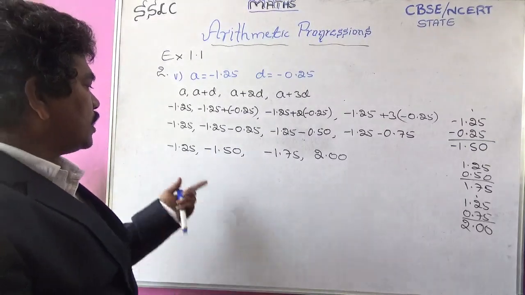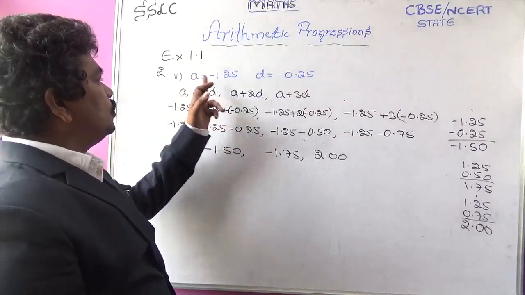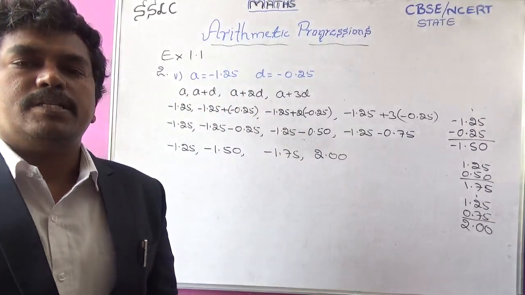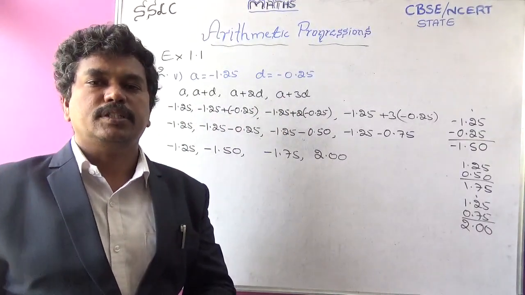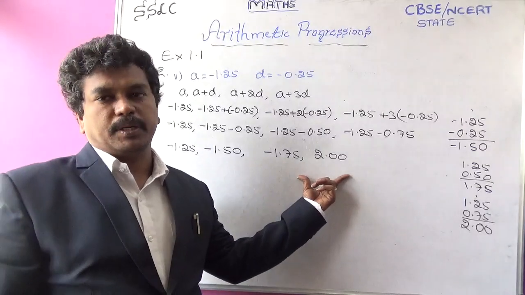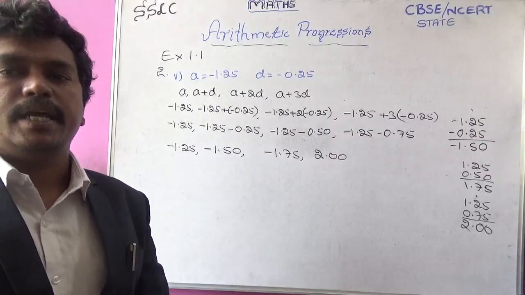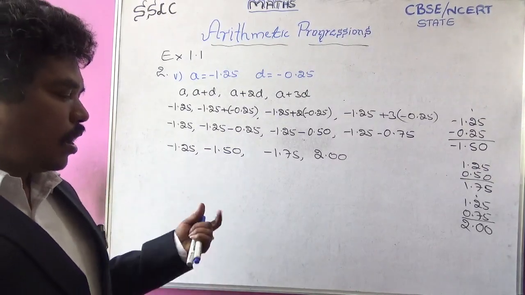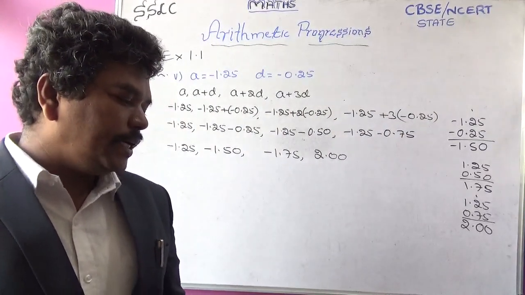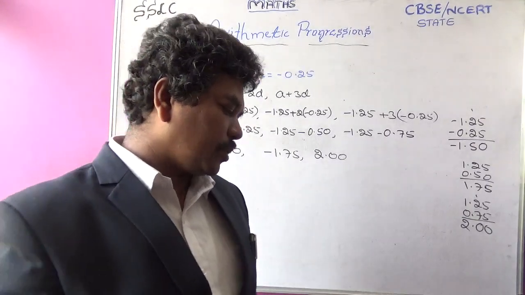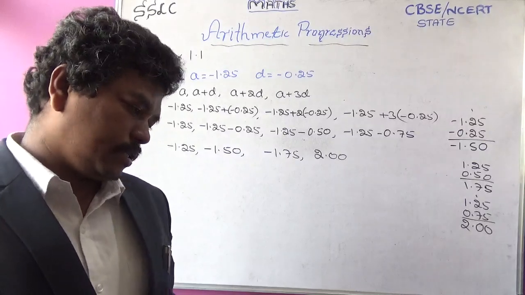So this is the arithmetic progression we have to find out. Students, in this way, when you know the values of A and D, by substituting the values of A and D in the general form of the arithmetic progression, you have to write the arithmetic progression here. You have to practice this one, and in the next video we will learn how to find the value of D when they give the arithmetic progression. We have to find out the first term and the common difference.